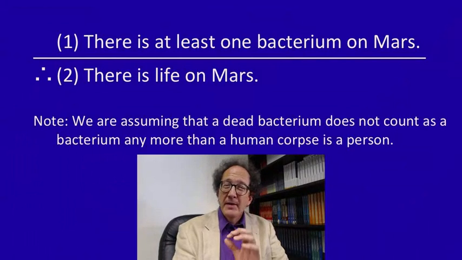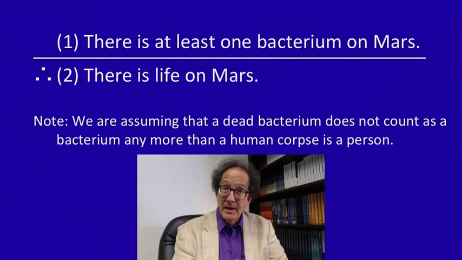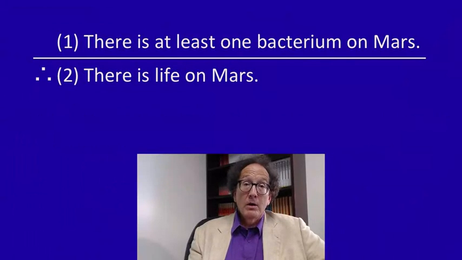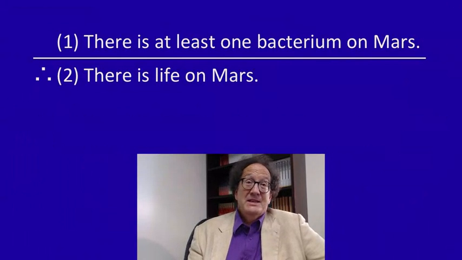Now notice that if the premise is true, the conclusion has got to be true. And if you and your friend are justified in believing the premise, then you and your friend are also justified in believing the conclusion. So this argument looks pretty good so far. But, of course, you have to ask your friend, well, how do you know that there's at least one bacterium on Mars? And suppose your friend says, well, I'm just guessing. Then the argument is clearly no good.